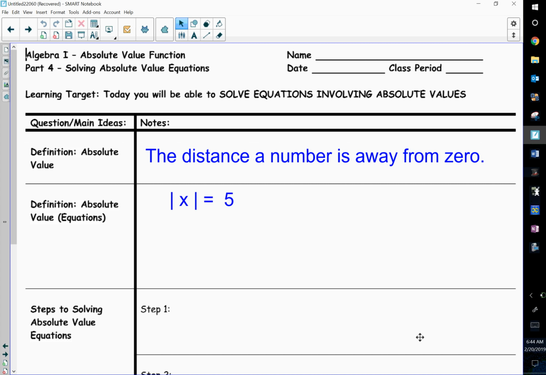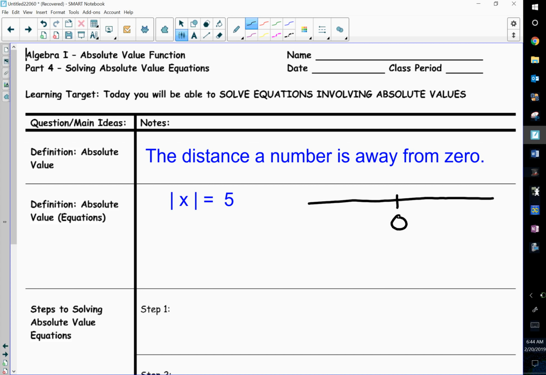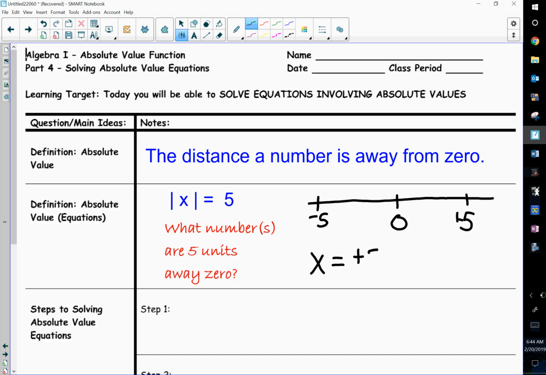For example, if I give you the absolute value of x equals 5, you can imagine, not have to draw, but imagine a number line. How far away from 0 is 5? Well, 5 is 5 in the positive direction away from 0, and 5 in the negative direction from 0. So the answer to the absolute value of x equals 5 would have to be that x could either be positive 5 or x could be negative 5, because both answers answer the question, how far away from 0 is 5?